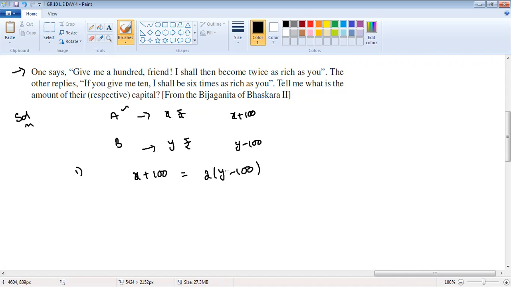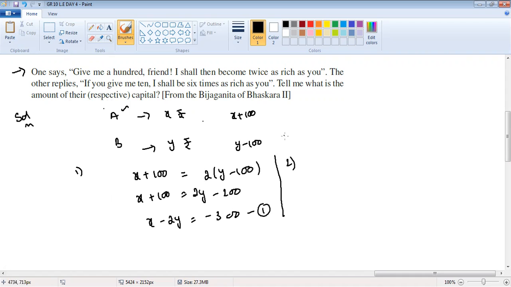Got it? So x plus 100 is equal to 2y minus 200. Have you understood? Yes, sir. x minus 2y is equal to minus 300. Correct? This is equation number 1. Next, case 2. The other one replies, give me 10 rupees. So now y has 10 rupees more, y plus 10. In this case, x has 10 rupees less.